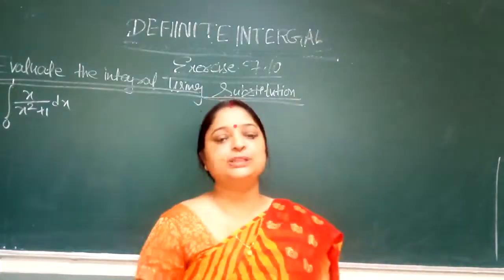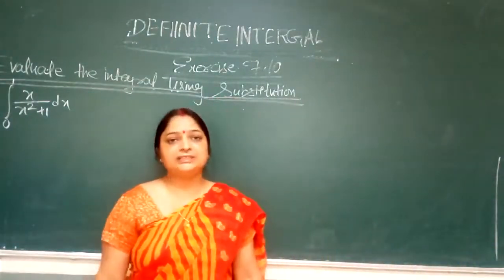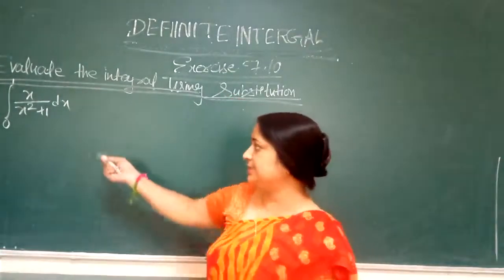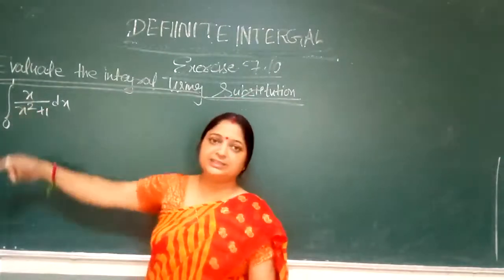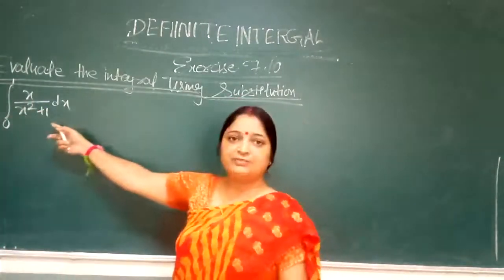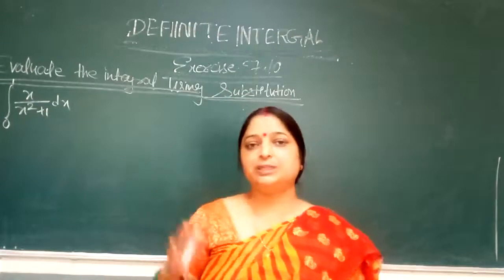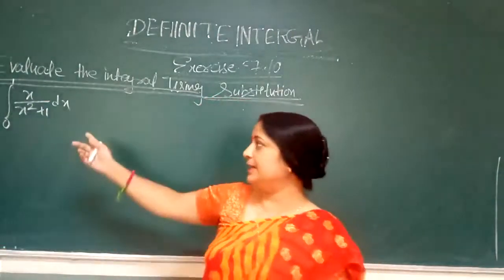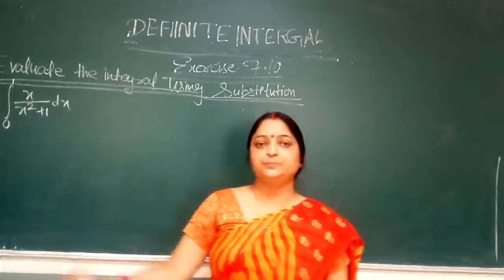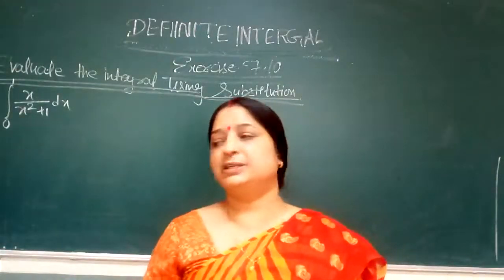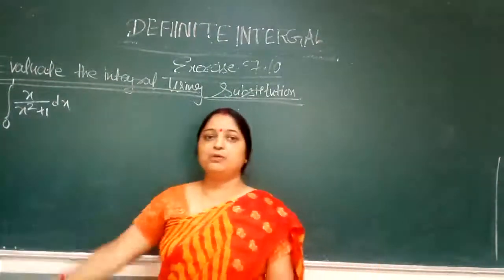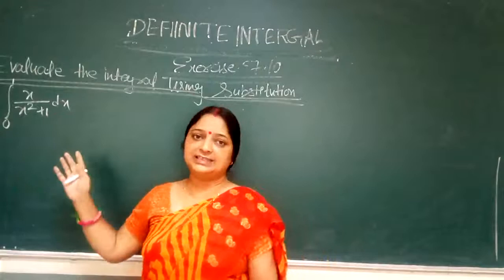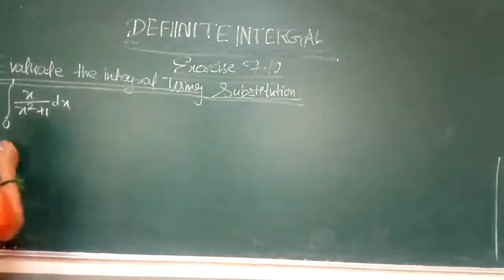And students, you know that when we use substitution in a definite integral, you will change the limits, because here the limits 0 to 1 are given for the variable x. When we change x into the form of t, we have to find the limits in the form of t. Or if we change x into y or z, we have to find the limits for y and z. So let us start the solution.